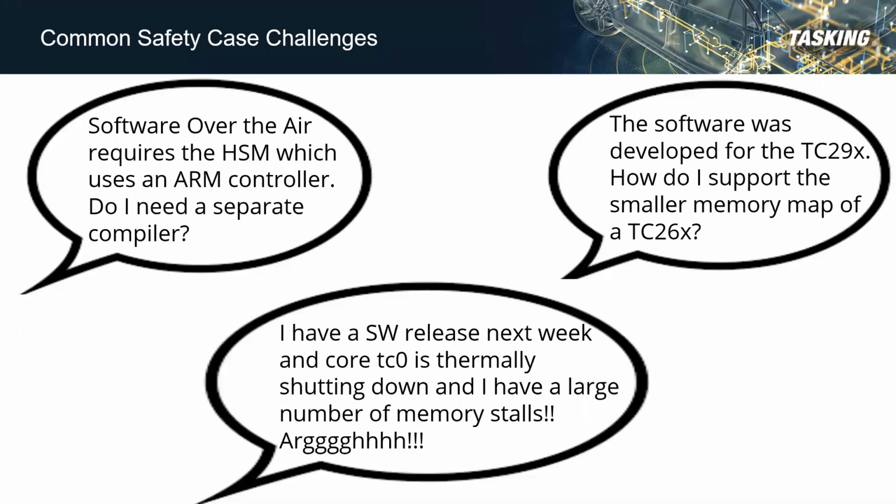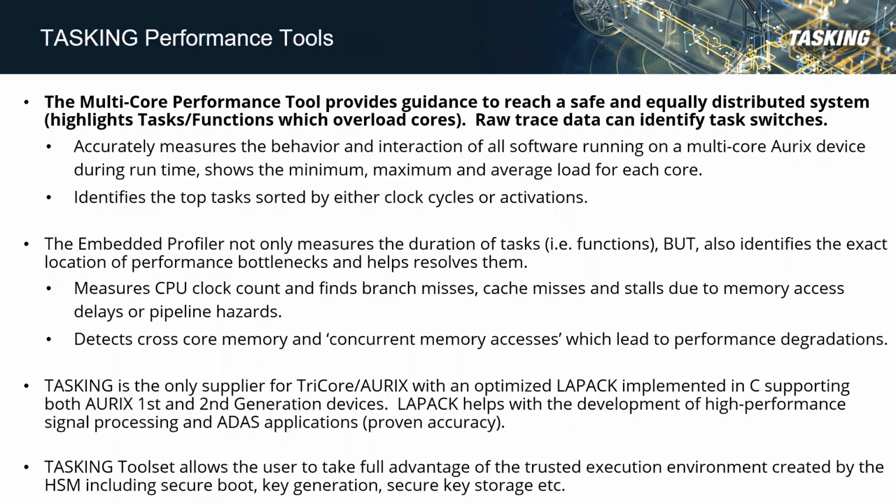We'll look at these briefly here, as again, we're running out of time. Our multi-core performance tool provides guidance to reach a safe and equally distributed system. Raw trace data can identify task switches. So if you're running an RTOS, for example, it will look at the number of tasks that are running and how many times they're run. In a 3-core type system, it will measure the core loads of the different cores within the system.